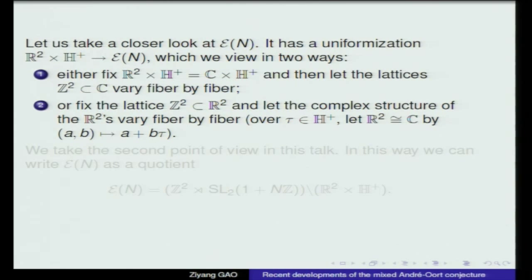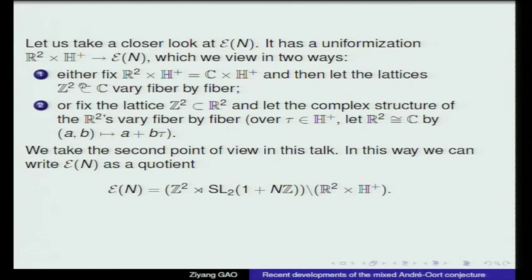And here it varies in the way that over tau inside H plus, we identify R2 to C by sending (a, b) to a plus b tau. In my talk, I will take the second point of view. The first advantage of this point of view is that then the universal elliptic curve can be written as a quotient of R2 times H plus by some group here.